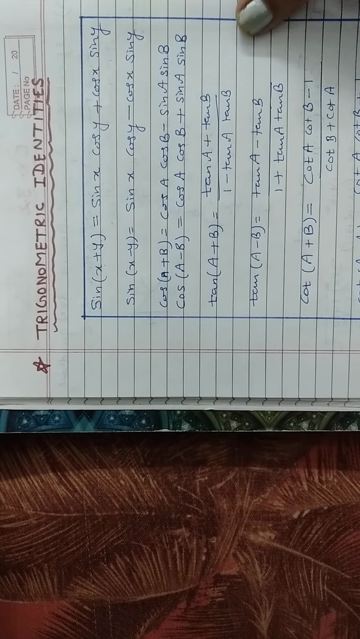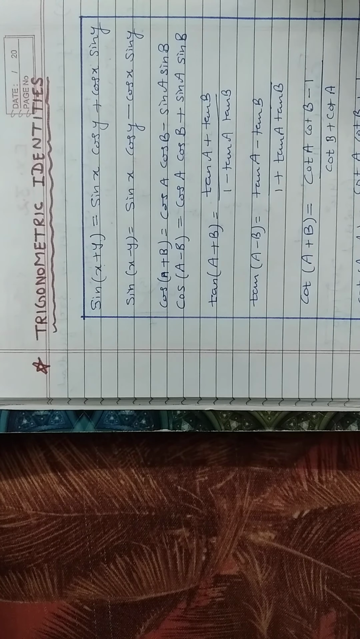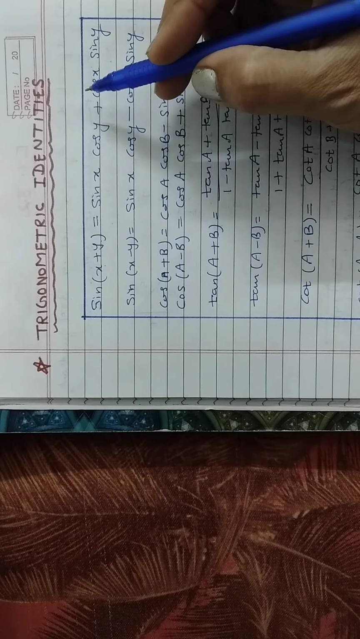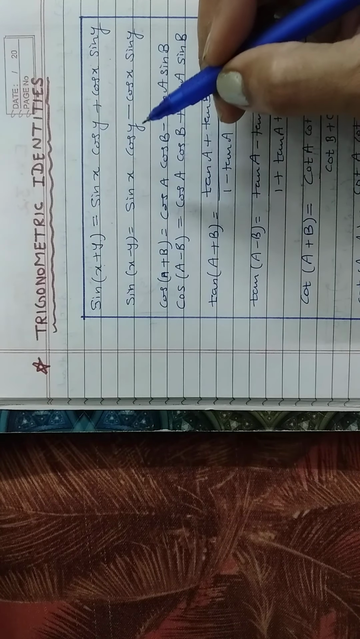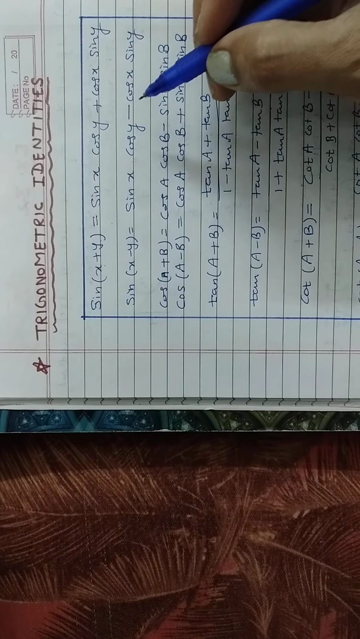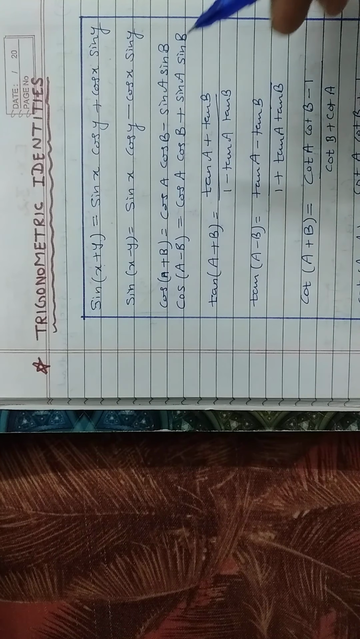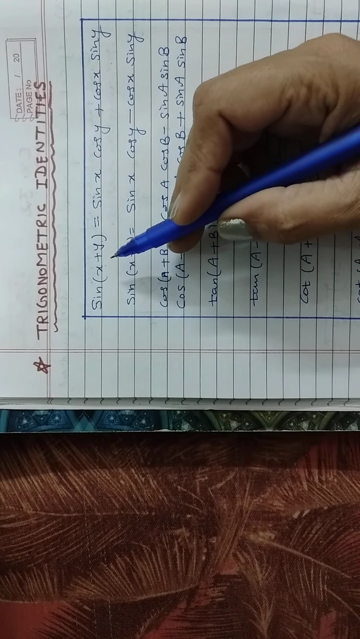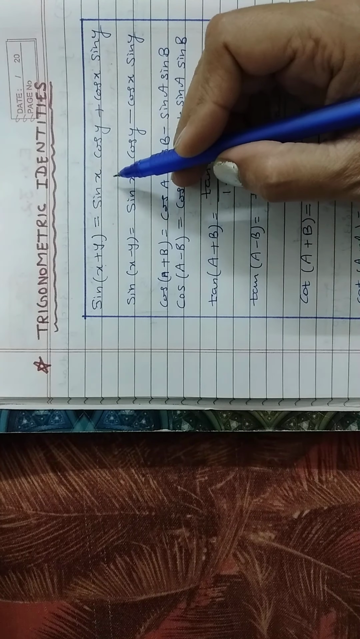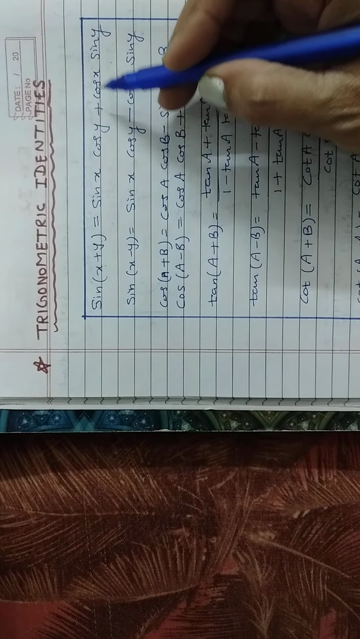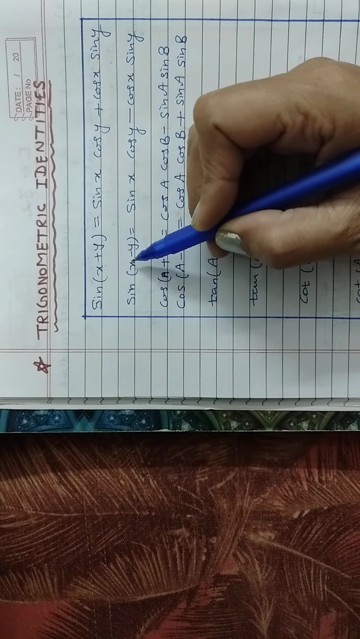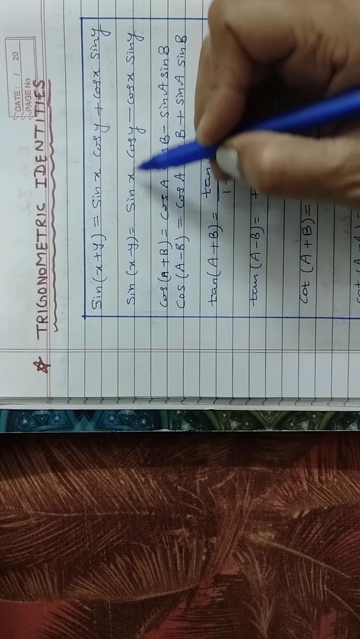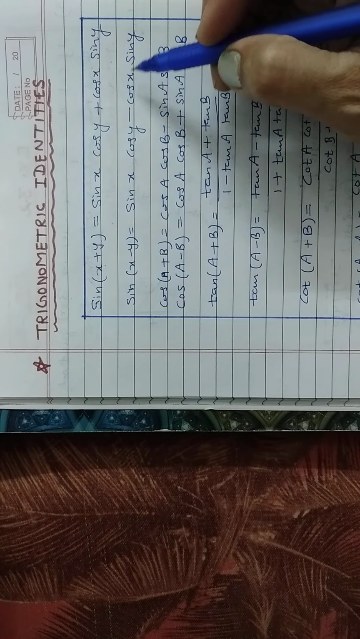Good morning, students. In today's module, we will learn about trigonometric identities. These trigonometric identities are very important and you have to remember these. See, first formula is sin(x+y) is sin x cos y plus cos x sin y. Sin(x-y) is sin x cos y minus cos x sin y.